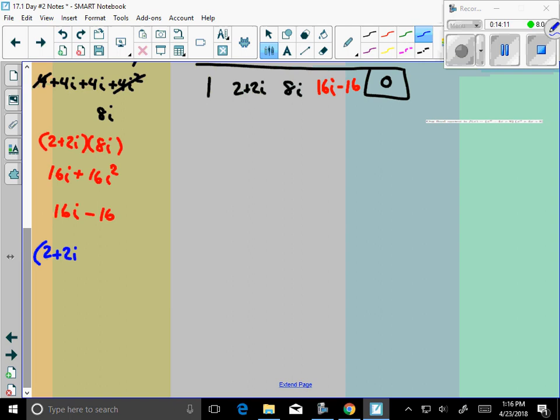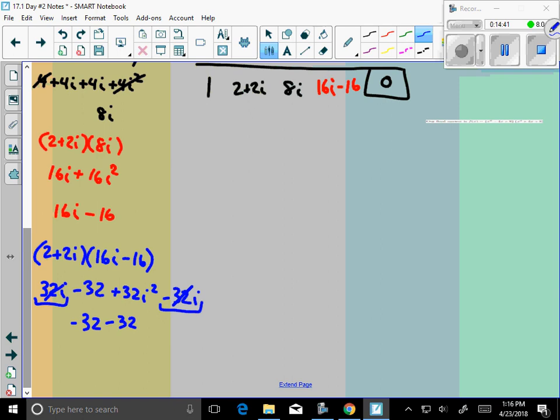So I got 2 plus 2i times 16i minus 16. So I get 32i minus 32 plus 32i squared minus 32i. Oh, this is going to be great. What happens to my 32i's? They're gone. I get negative 32 minus 32, right? Because that's an i squared. So I get negative 64.